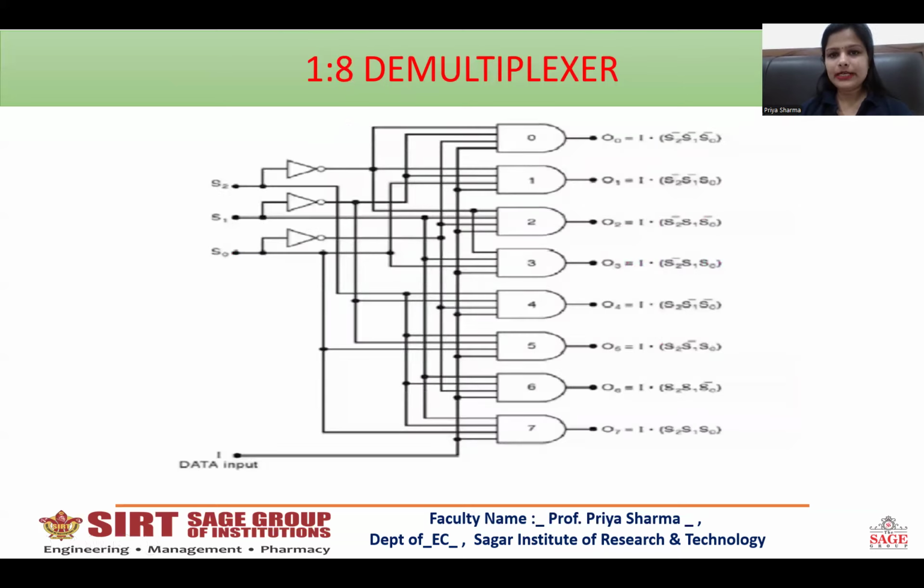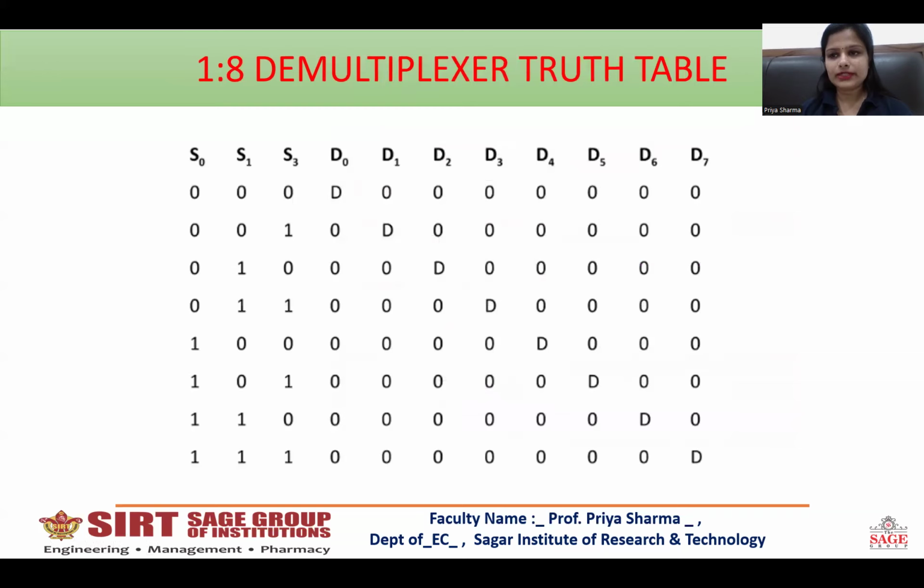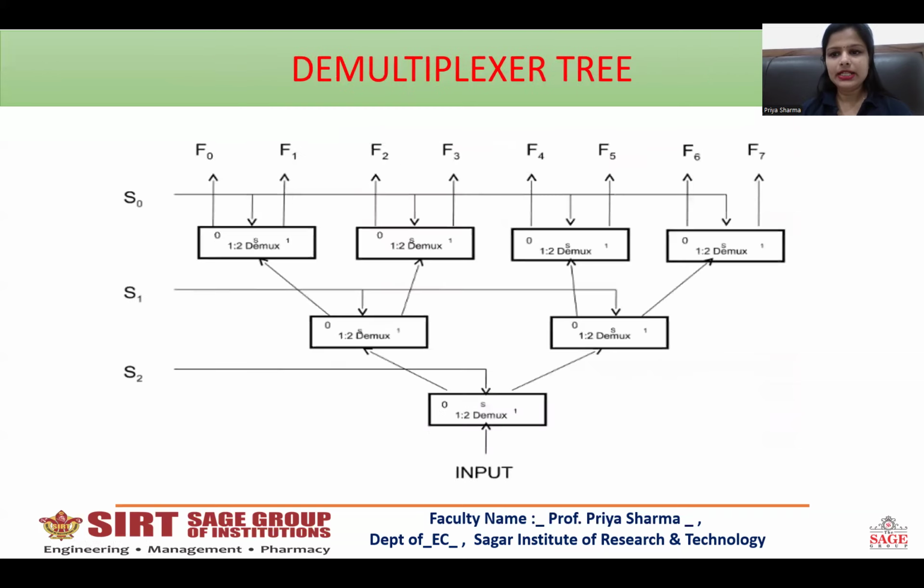This is the 1:8 demultiplexer, and this is the truth table of the same, as explained earlier. This is the demultiplexer tree where one input is given and 8 outputs are taken using 7 1:2 demultiplexers.